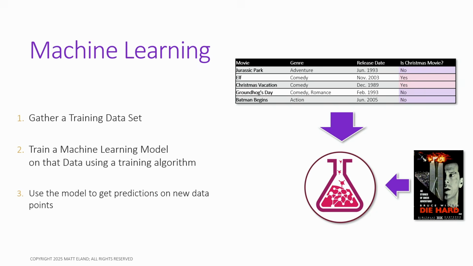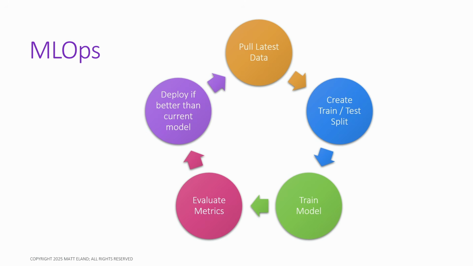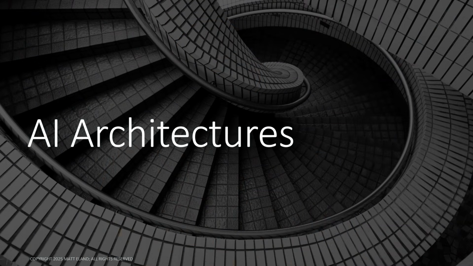Recently, I covered machine learning architectures and the repeatable process of ML ops that lets you train models in a repeatable manner and deploy them out to production for future usage. In this video, we're going to talk more about AI architectures and what we can do as developers and tech professionals to build reliable and repeatable AI systems.